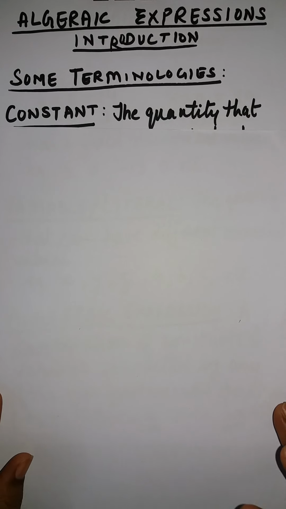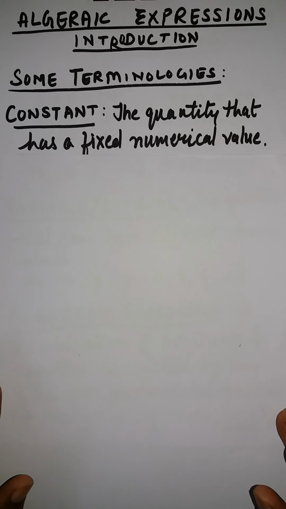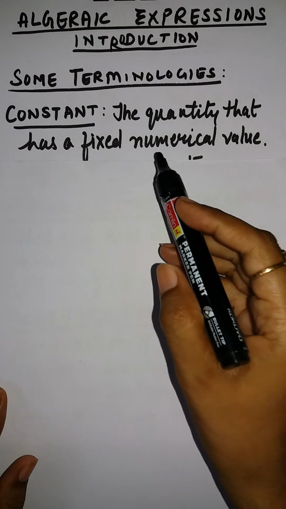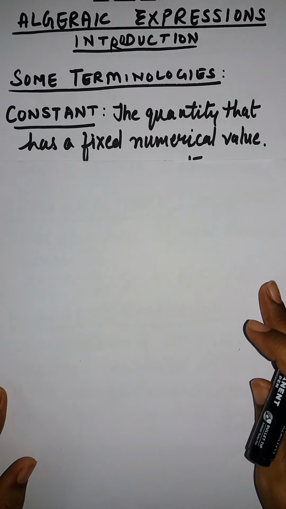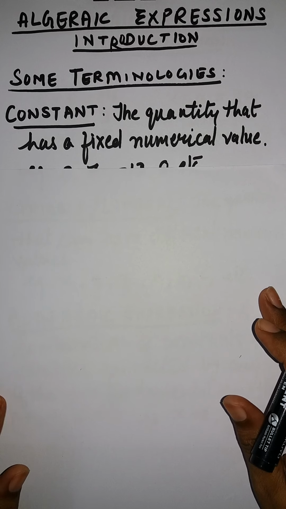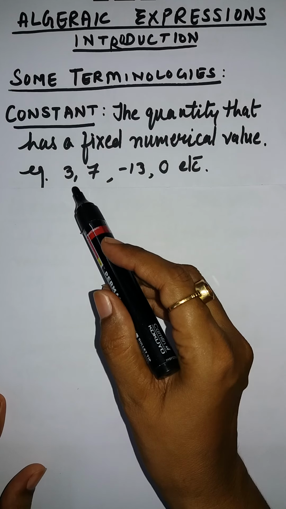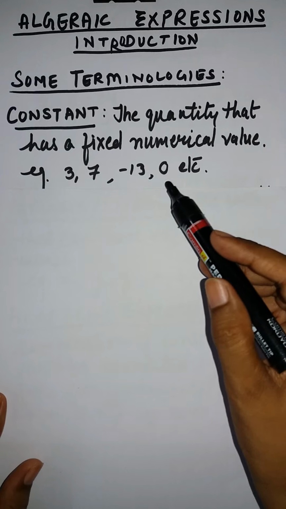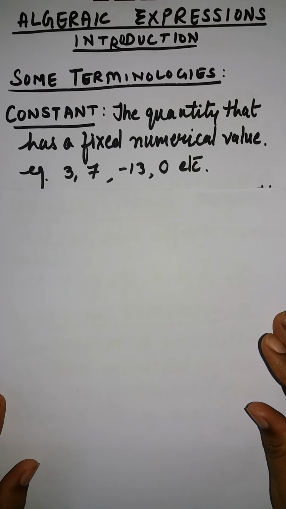Constant. The quantity that has a fixed numerical value. Fixed means the value is not changed. Example: 3, 7, minus 13, 0, etc. These are the fixed numerical values.